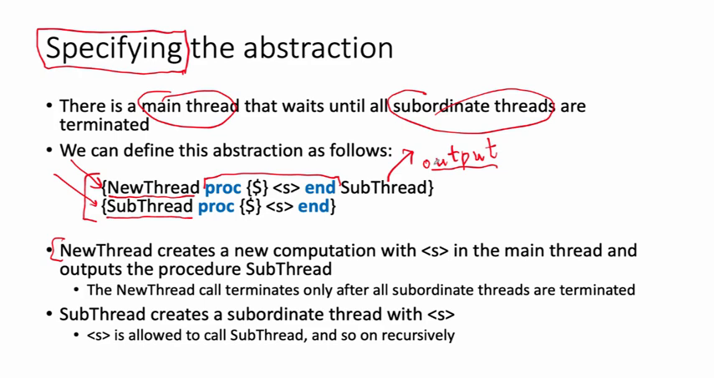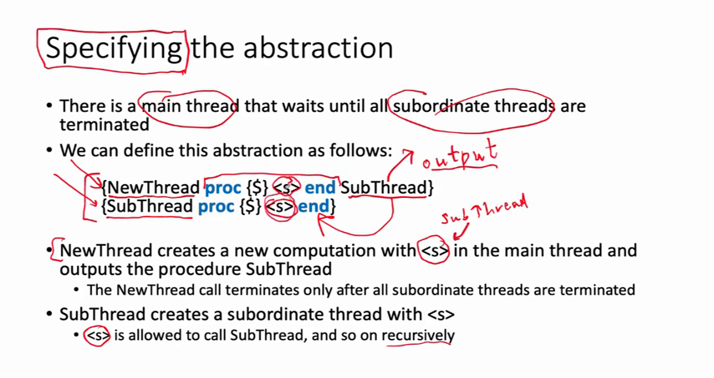So when we run new thread, we will define also the procedure subthread. And inside S, we can call subthread if we want to create subordinate threads, as many as we want. Okay? And it can also be done recursively. The S instruction calls subthread, and the argument of subthread can also call subthread. Okay? So subthread can be called inside either of these two instructions S.